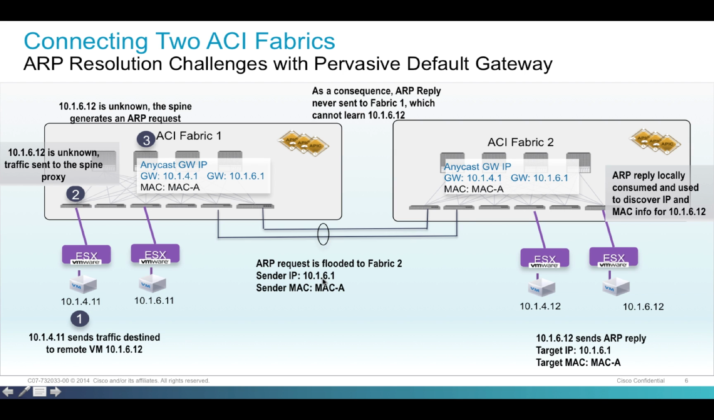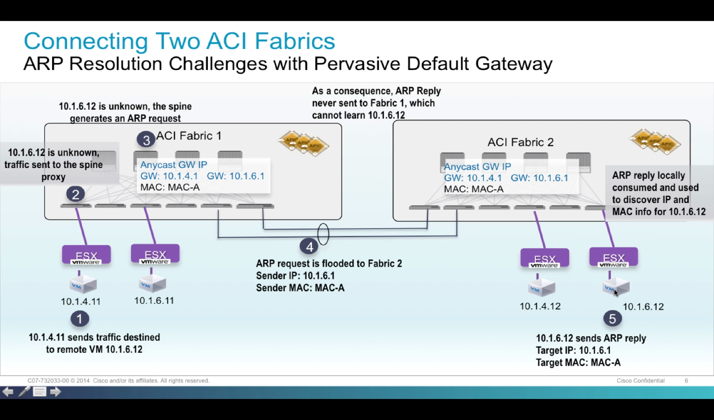This ARP, of course, is going to be flooded. And by the way, for this to work, you have to enable ARP flooding on the bridge domain, which is not enabled by default. So that's a prerequisite to get those two data centers talking to each other. Anyways, this ARP is going to be flooded.